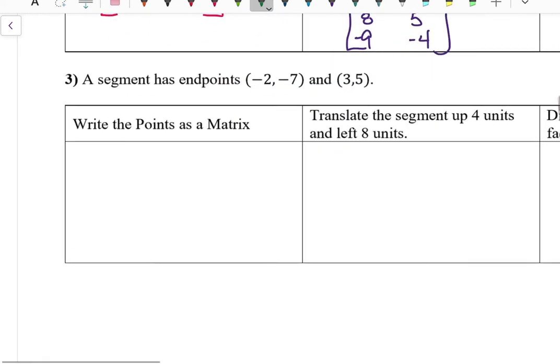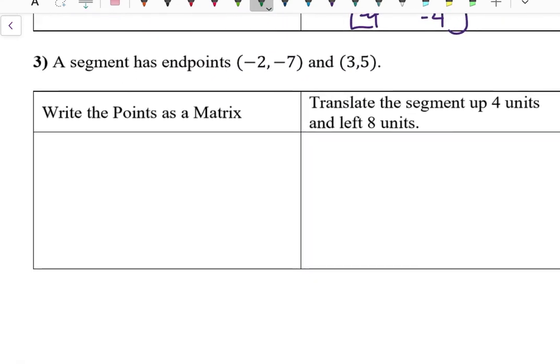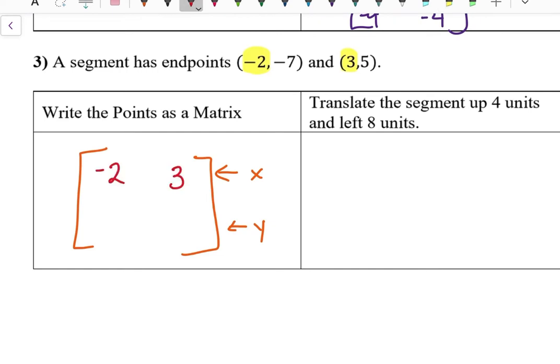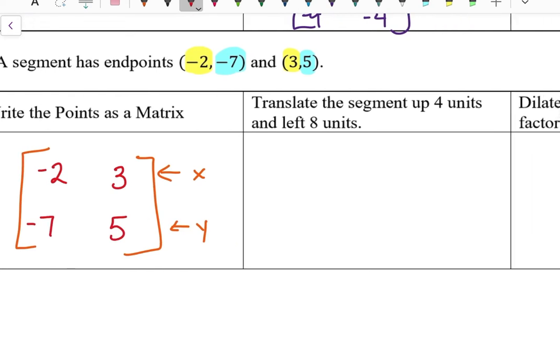Okay, number 3. Let's do the same thing. Again, write the points in a matrix. I'm going to write it out in a 2 by 2. The x's are going to go on top. The y's are going to go at the bottom. So I've got my x values here and here, so they're going to go at top, -2, 3. Then I've got my y values here and here. They're going to go at the bottom, -7, 5. Okay, next thing I want to do is I want to translate the segment up 4 units, left 8 units.